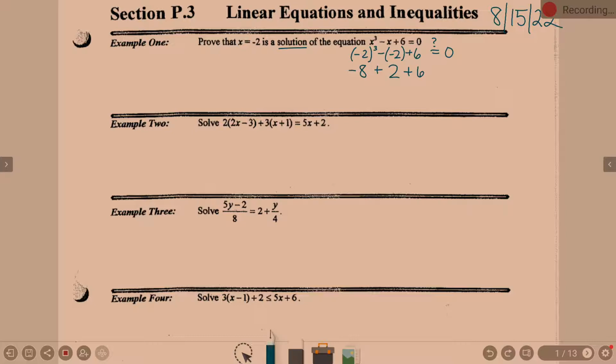So minus a negative is a plus: -8 plus 2 plus 6 is 0. So what do we know? 0 equals 0, and so yes, it is a solution, which we knew it was supposed to be. The key was to prove. Showing your steps, showing your work, is proving that it is indeed a solution.